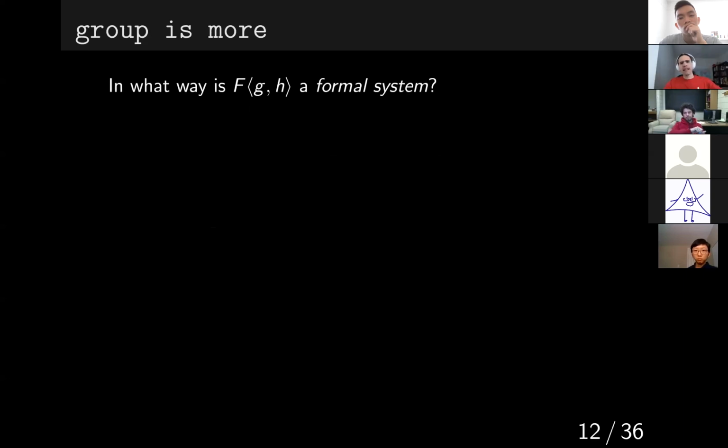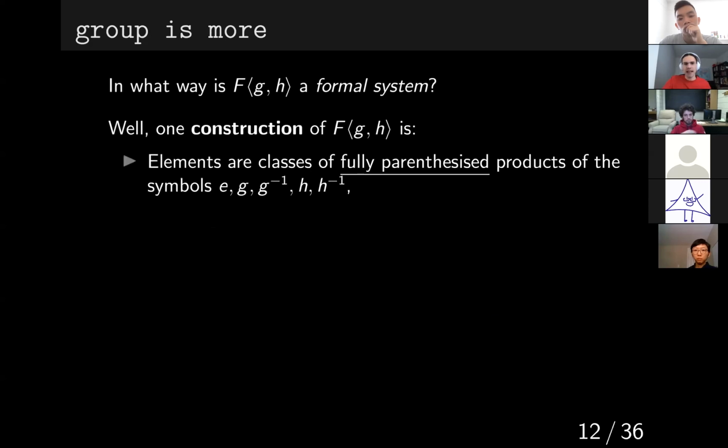So now I said that this is a formal system. What do I mean by saying that it's a formal system? Well, we can give a construction of this group. Now, if we looked at the argument that we had before, we had explicit associativity invoking, we had full parenthesization. And so one construction that just directly matches that is to say that elements are classes of fully parenthesized products in the 5 symbols, G, H, their formal inverses, and the identity.